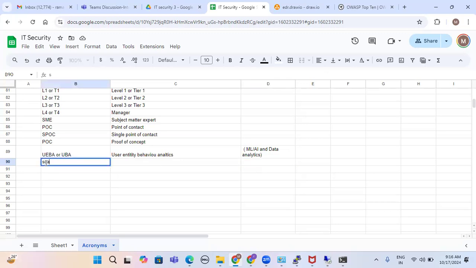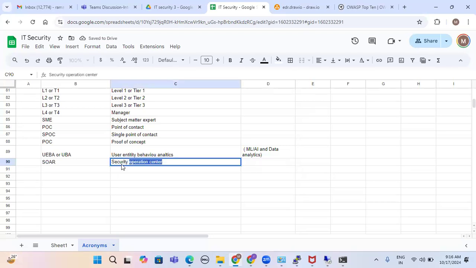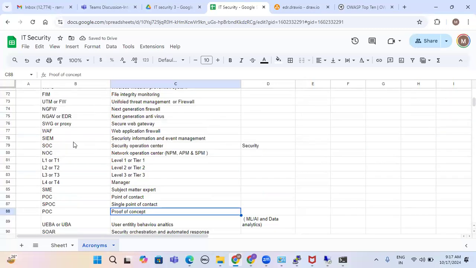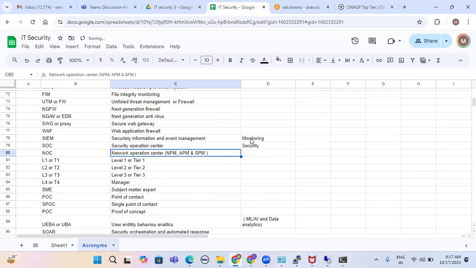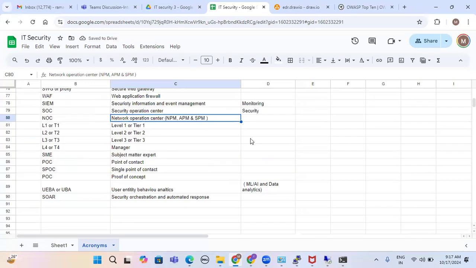So next one is SOAR. This is also a trending technology in the cybersecurity field. Security orchestration and automated response. Once the security incident is triggered, the SIEM tool will not do any blocking. It's only a monitoring tool. It will not do any blocking. So that is the drawback of the SIEM tool. Now to eliminate the drawback, SOAR came into the picture.